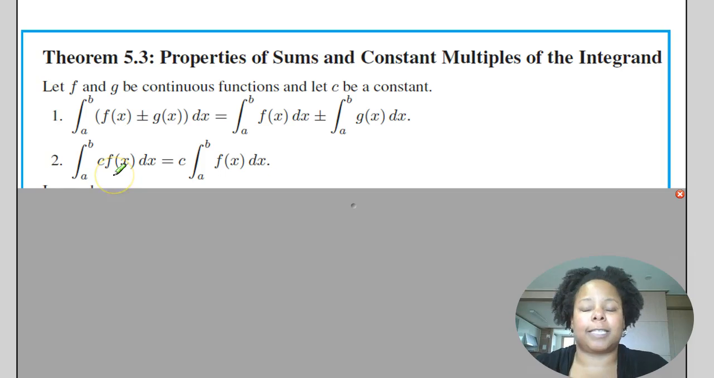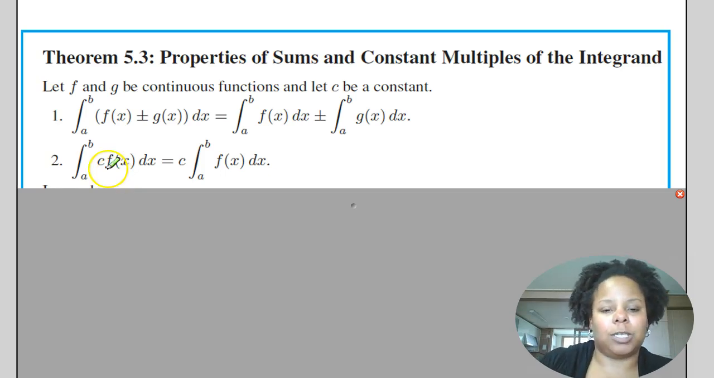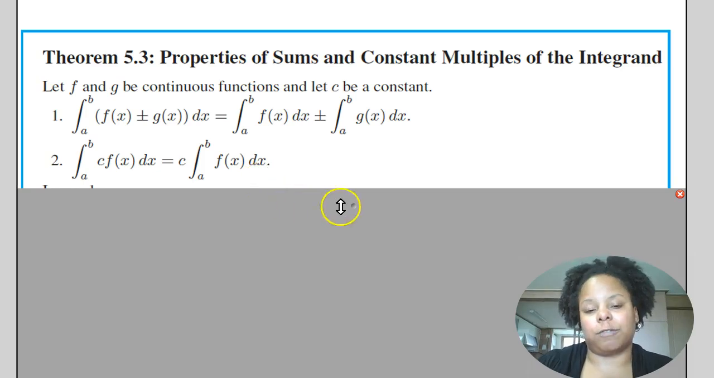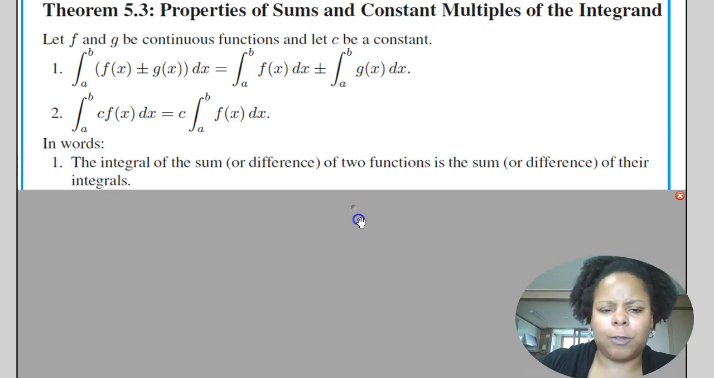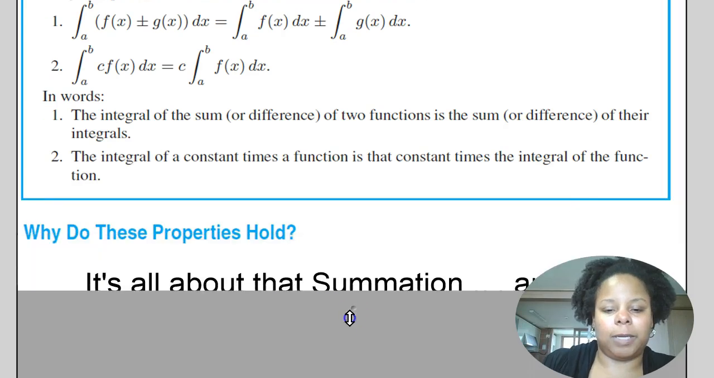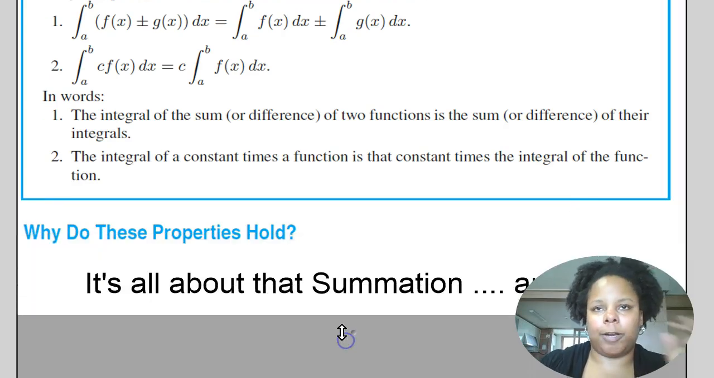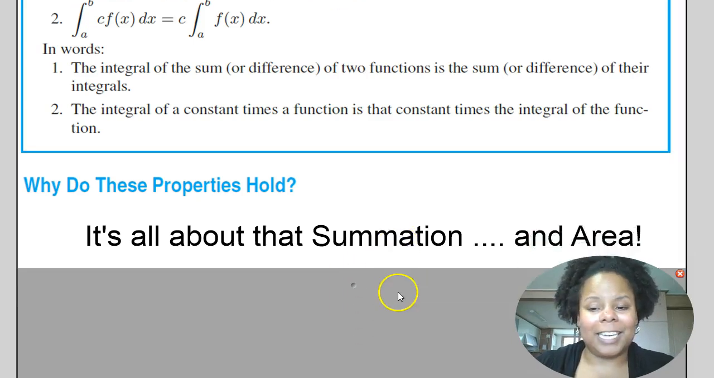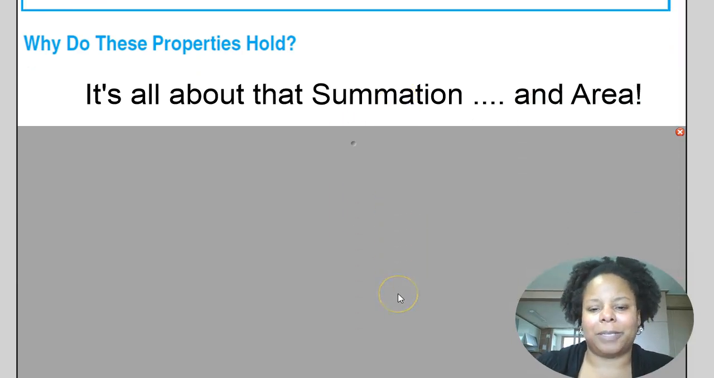If I have a scalar multiple of a function, I can find the area under the curve of that by taking that scalar multiple c and multiplying it times the area under the curve of just the function. And the way we can explain that is essentially the same thing, but in this case it's all about summation.